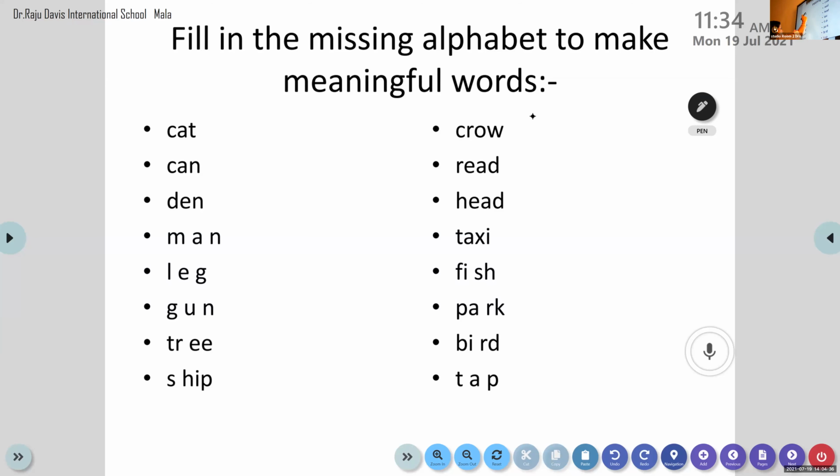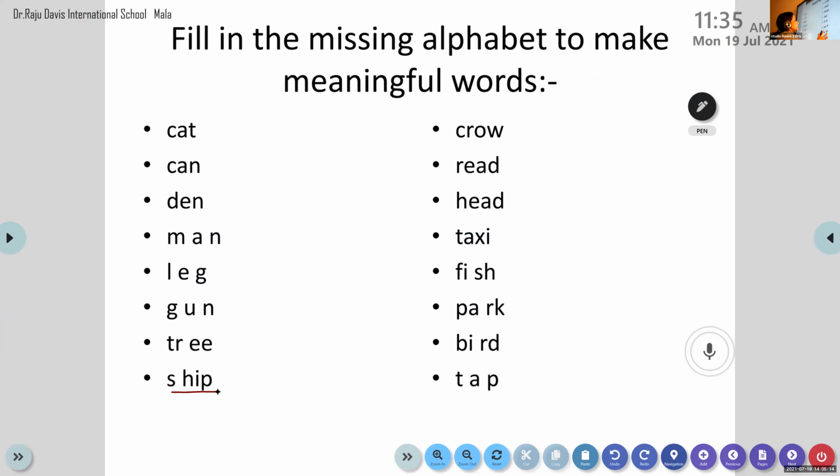So all of you, please go through the words as we are doing only the revision of exercise A. Some of the words are familiar. Cat we know; the only thing is it has three sounds, k, a, t, as it is a one-syllable word. Similarly, can also has three sounds. Similarly with den, man, leg, gun, tree. All these are one-syllable words, so we have to sound them out through their individual sounds. I also taught sh, p. The middle letter should be I.